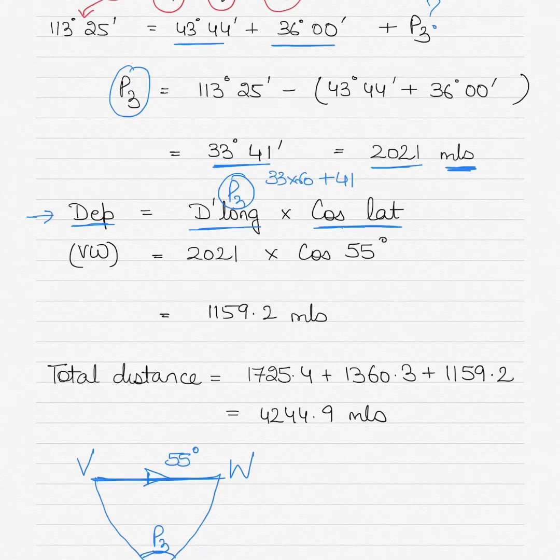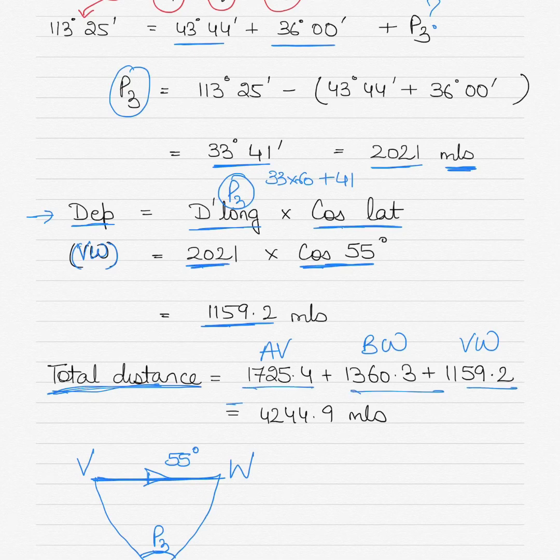So as per the principles of plane parallel sailing, departure, which will be equal to VW, will be equal to D long, which is P3. So D long is P3 converted into miles, which is 2021, multiplied by cos of the latitude, which is 55 degrees, the limiting lat. And you get the distance of 1159.2 miles. The total distance in this case then will be AV, BW plus BW. When you add the three distances together, you get your total distance as 4244.9 miles or 4245 nautical miles.